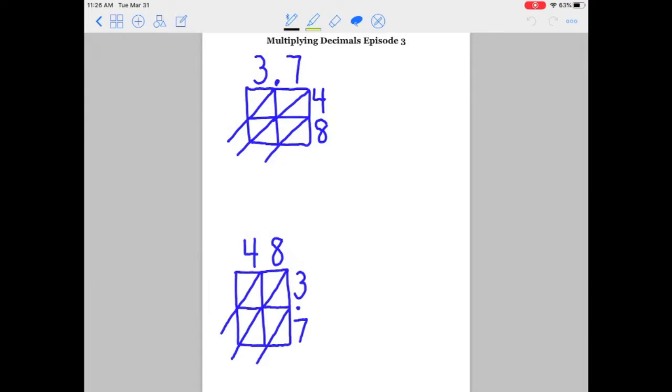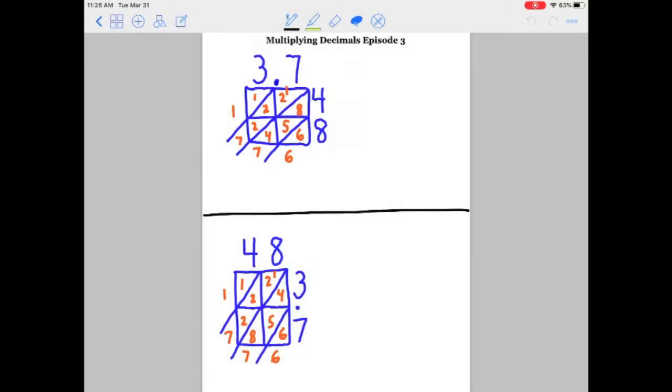As you can see, I set up the problems for you. I actually completed them for you as well because we already know how to do that. The only new thing that we are learning today is where these decimals are going to go. So for the first one, if I have 3.7 times 48, as you can see, there's only a decimal in one of the two numbers.